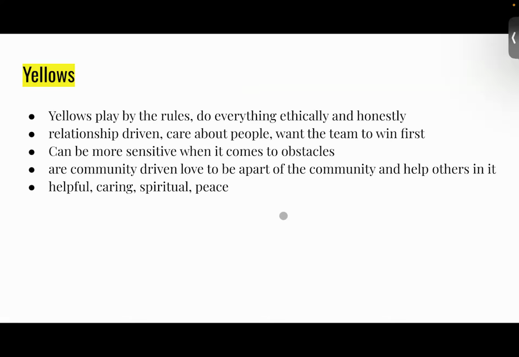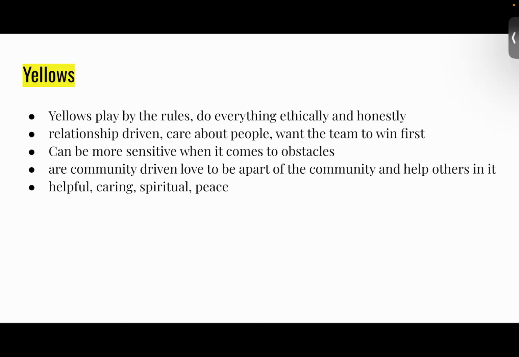You have red that's loud, aggressive, go, go, go, get things done. And you have yellows who are more relationship driven, care about people, are kind of calm, sensitive when it comes to obstacles, right? They're kind of more laid back and look to help as many people as possible before they even get a result, right? They might be helpful, caring, or spiritual, right?